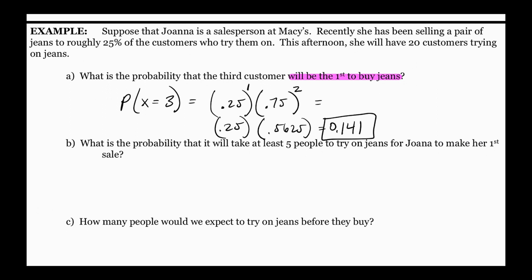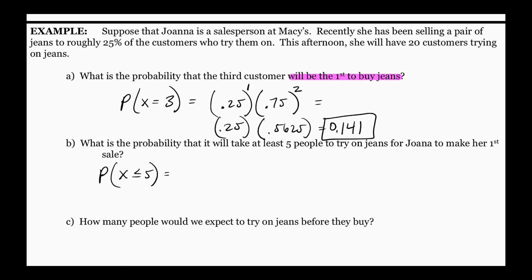So in other words, she's asking, what's the probability that the first person comes in, tries on the jeans, buys them? Plus, what's the probability that the second person comes in? So let's write this down. Let me write this down because it's a lot of things happening. So probability at least 5 people come in. So really, this is not going to be at least. Normally, at least means what? Greater than or equal to. But this is not going to be that way. This is actually going to be less than or equal to. Why is it going to be less than or equal to?